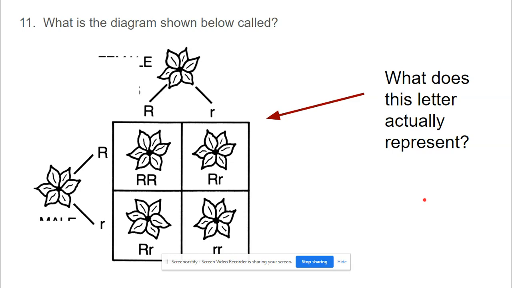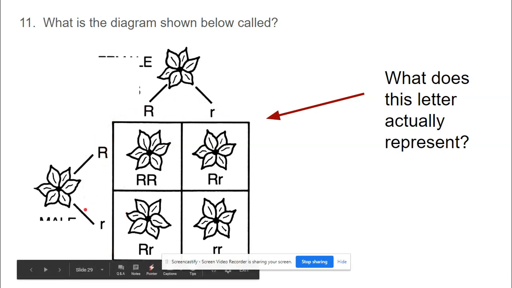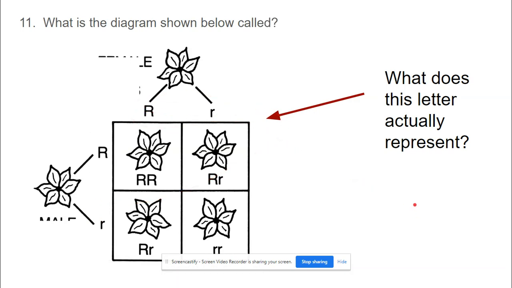Number 11, what is the diagram shown below called? Hopefully you're saying this is a Punnett square, Mrs. Biggins, because that's exactly what it is. And what does this letter actually represent? Okay, so these letters here are actually representing the genotypes, the DNA, the allele that is in that particular gamete.